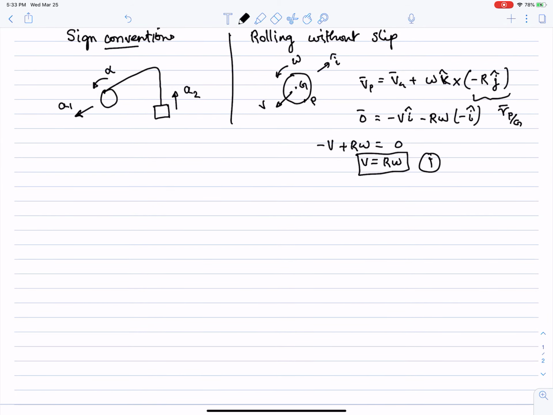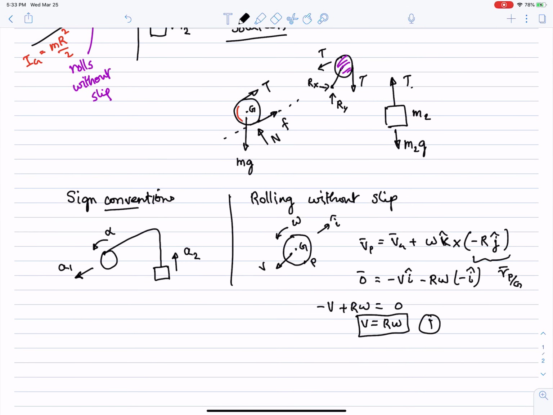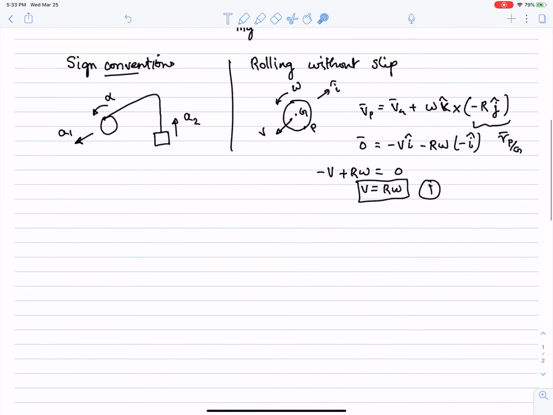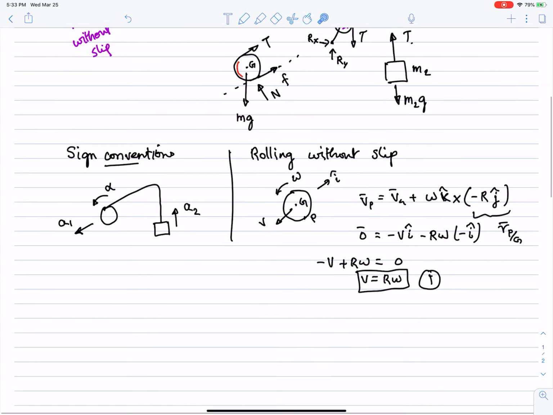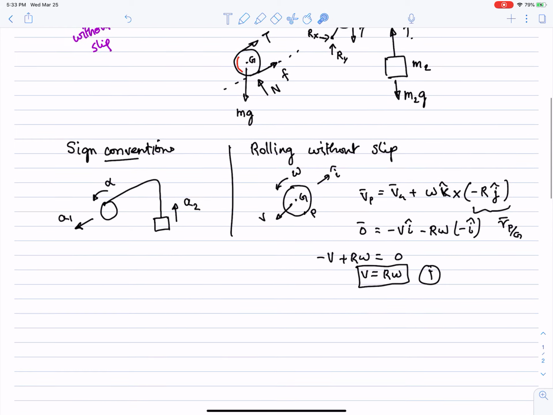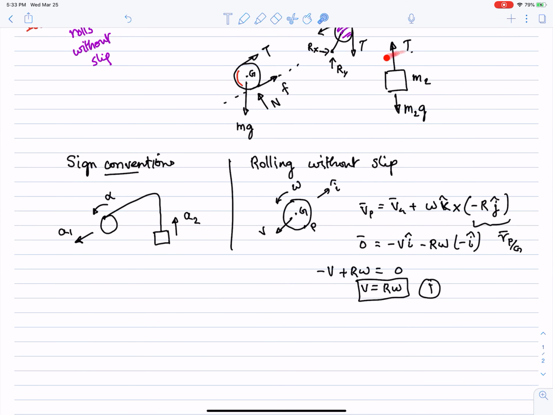And then the other equations are essentially going to be F equals ma for this, F equals ma for this, and potentially sum of moments equals I alpha for this. So let's work that out. Let's first do F equals ma for this.